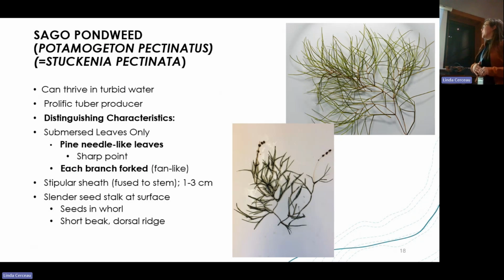And so this one tends to create these seeds that protrude off of a stem here. So they kind of almost look like flowers, but that's not the case. Again, the seeds look very similar to leafy pondweed with a short beak and a dorsal ridge. And these seeds are actually in a whorl around this stem that it comes off of here.